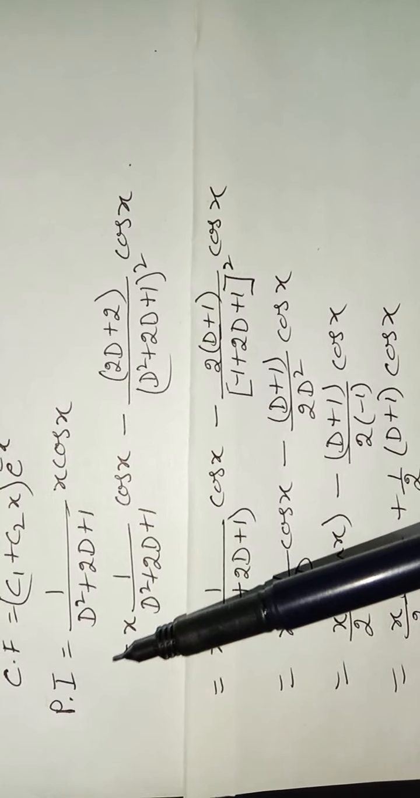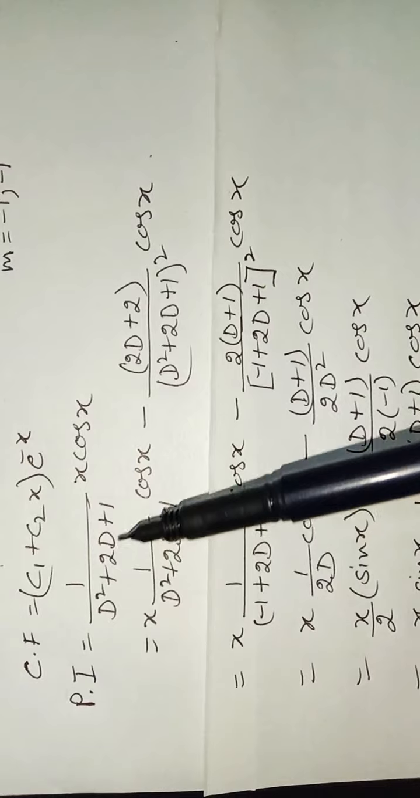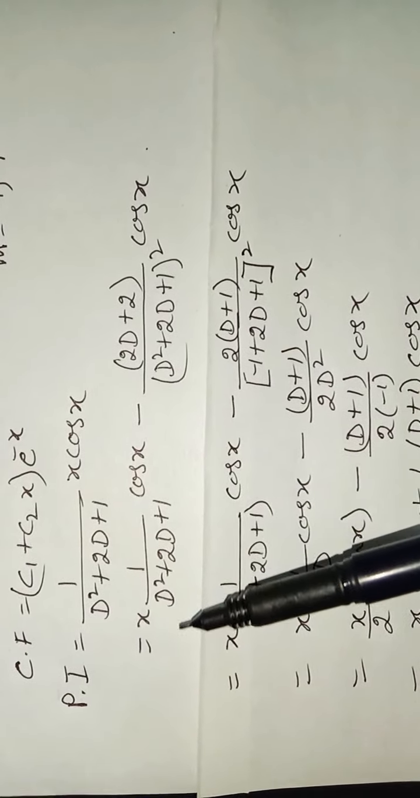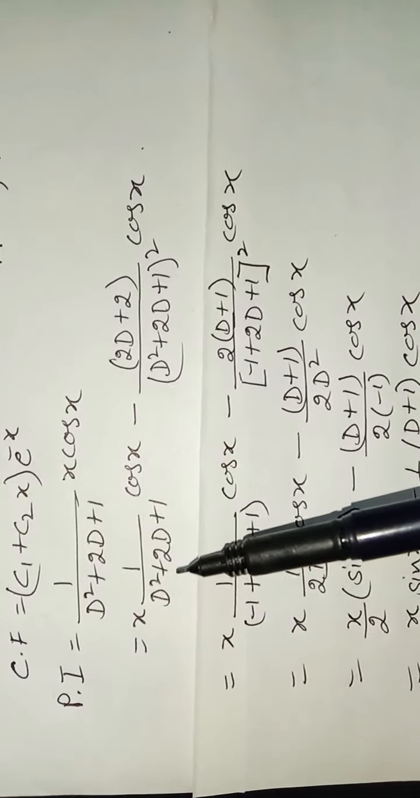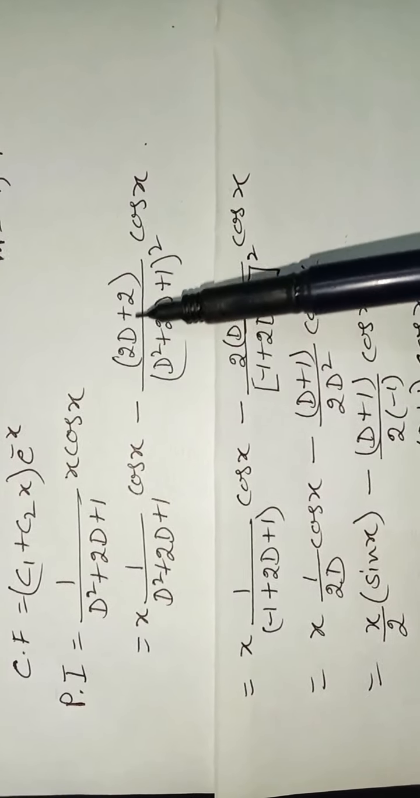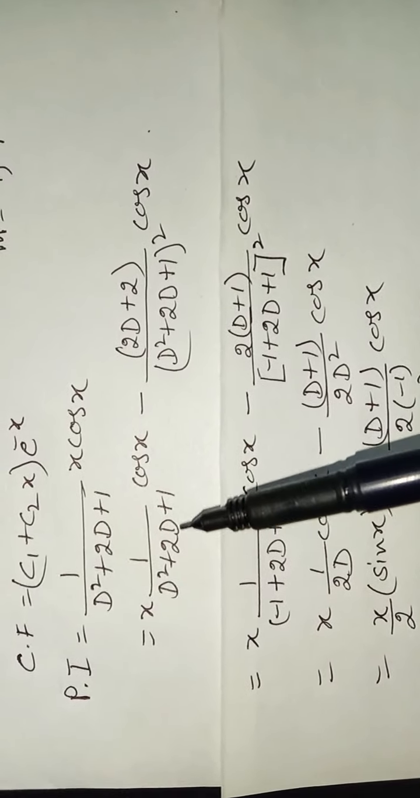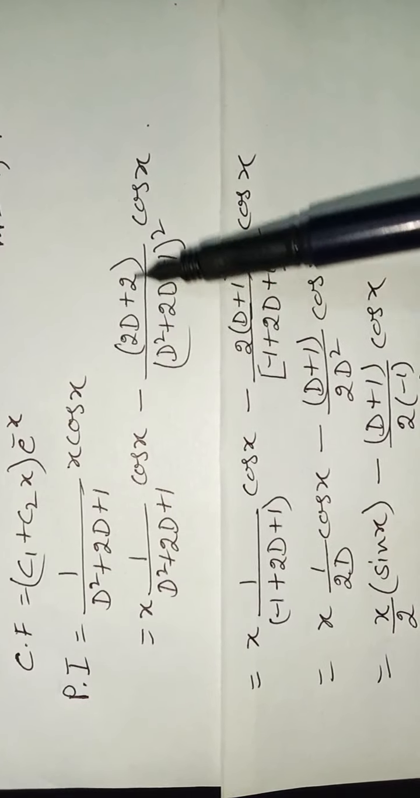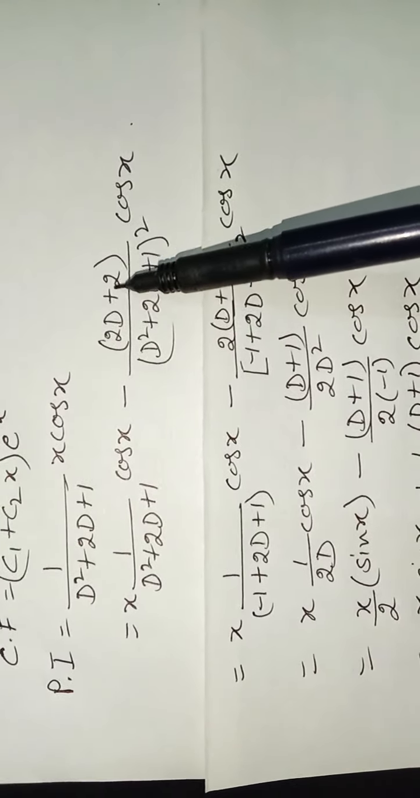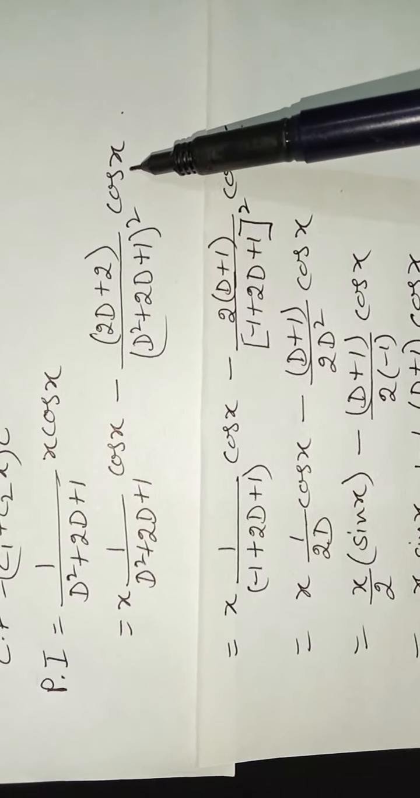Now we calculate the particular integral. The particular integral is 1 over f(D), where f(D) is D square plus 2D plus 1, operating on x cos x. So the formula was x times 1 by f(D) operating on V, minus f dash (D) over f(D) whole square operating on V. Here f(D) is D square plus 2D plus 1, and f dash (D) is the derivative of D square plus 2D plus 1 with respect to D.